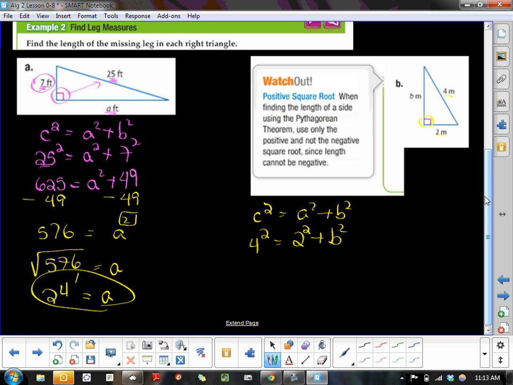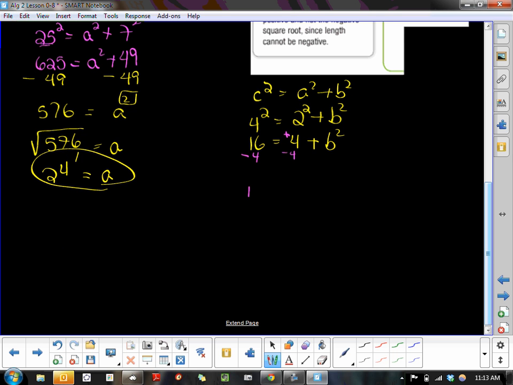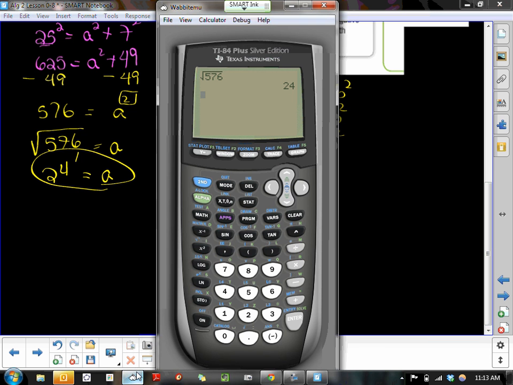We're going to simplify our squares. 16 equals 4 plus b squared. We're going to have to undo this positive 4. We're really adding 4, so to get rid of that, we'll subtract 4. That's going to leave us with 12 is equal to b squared, which means b has to equal the square root of 12. And then we can run the calculation on the square root of 12.